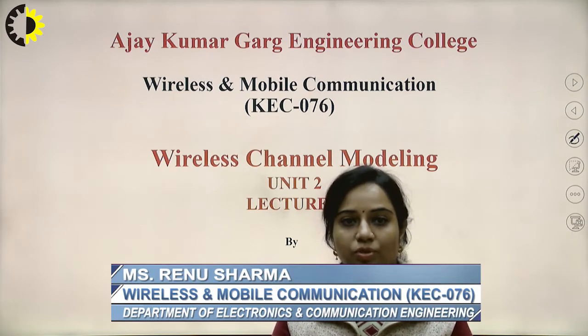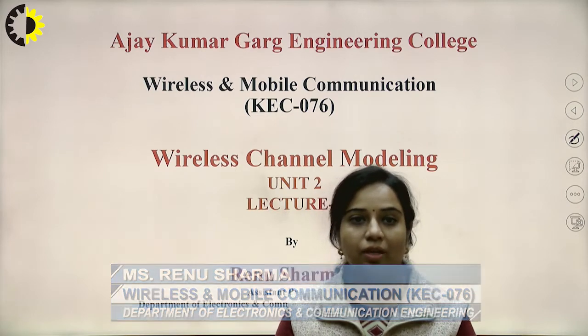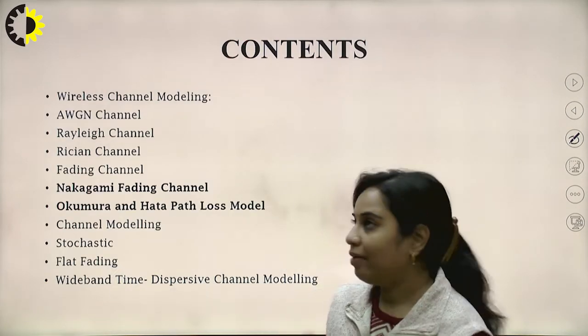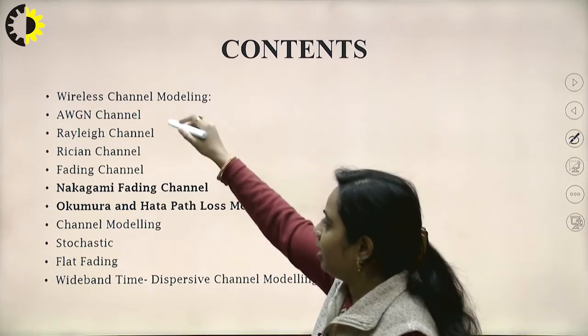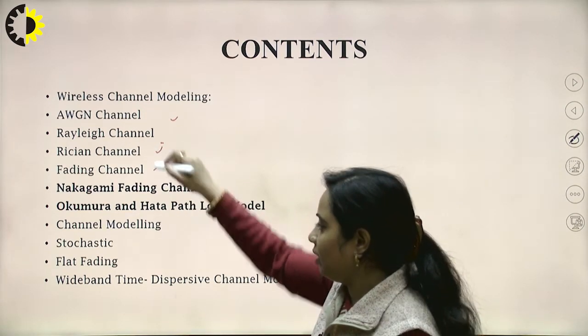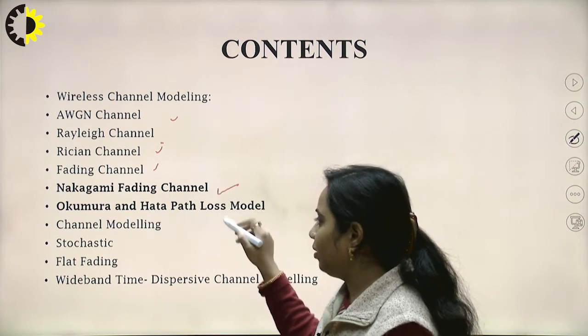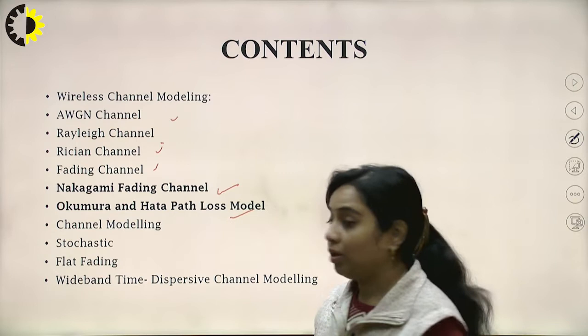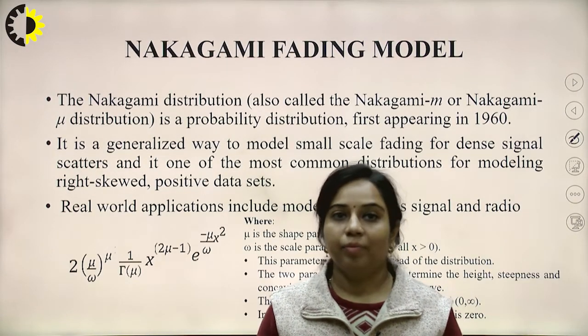Today I am going to start with the next lecture for Unit 2 of Wireless and Mobile Communication, and the topic of today's lecture is Wireless Channel Modeling. Previously we have discussed these models, that is AWGN channel, Rayleigh channel, and Rician fading channel, and today we are going to discuss the Nakagami fading model and the Okumura and Hata model in detail. First we will see what is the Nakagami fading model.